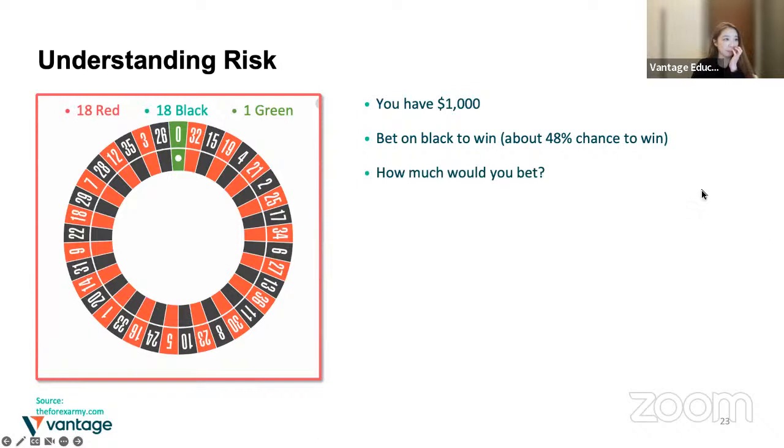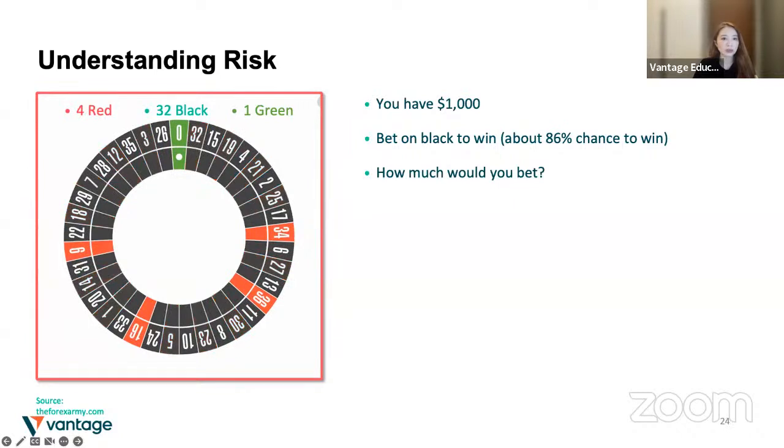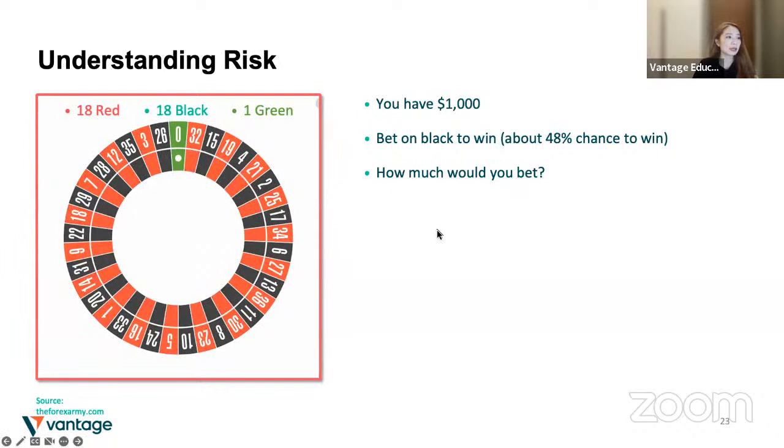Let's just say in roulette, you have $1,000 to bet on black to win, which is about a 48% chance to win because there are 18 black. How much would you bet? Let's take a look. How much would you bet, risking 48%, I mean, with the probability of 48%? That's a question for you guys to think about.